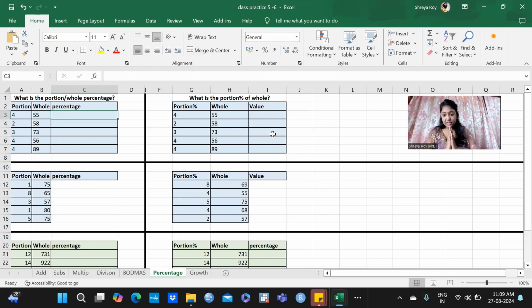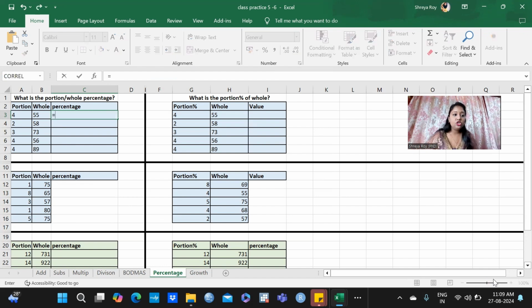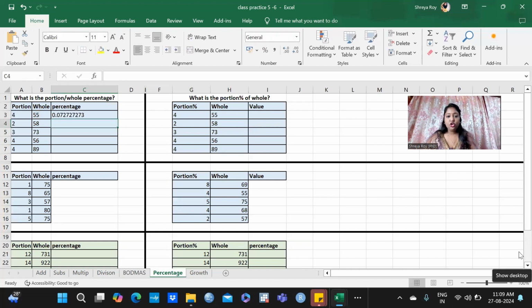So percentage is basically, for example, if you have scored, let's say 40 out of 50, you will do 40 by 50 into 100%. Okay. So what we'll do, basically division and multiplication, is equal to 40 by 55, enter. So what we see is a decimal place. Now you will say percentage. So basically it should be in percentage units, right?